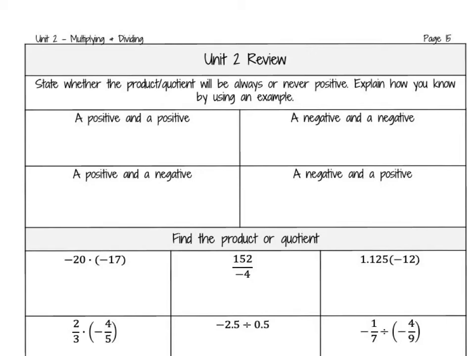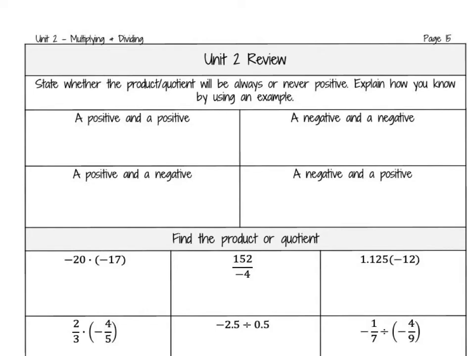Okay. And luckily, it's just one page today. So make sure you're on the Unit 2 review in your packet on page 15. Okay. It starts with state whether the product or quotient will always or never be positive. Explain how you know. And write an example.